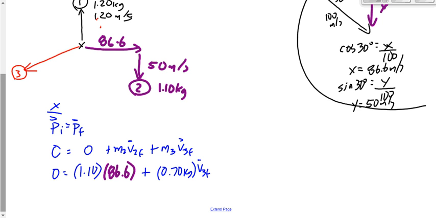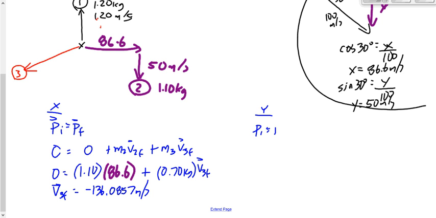So we solve for V3F here. And when we do solve for V3F, we get negative 136.0857. So we said it was down and left. We were right about the left because we got a negative value for the X component, right? Now let's see if we were correct about the down. Let's do the Y component.